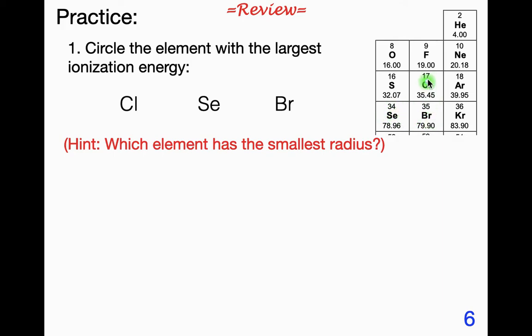But we also know that as we go down a family, the atoms get bigger. So that means that chlorine is going to be smaller than bromine, which is smaller than selenium. So it would have to be chlorine.